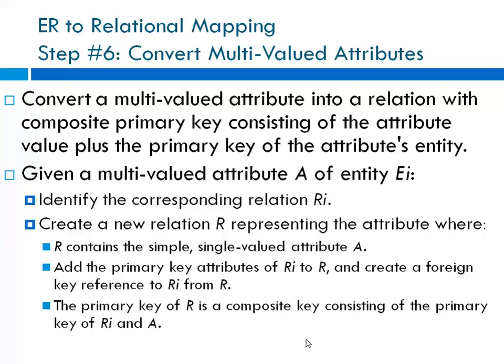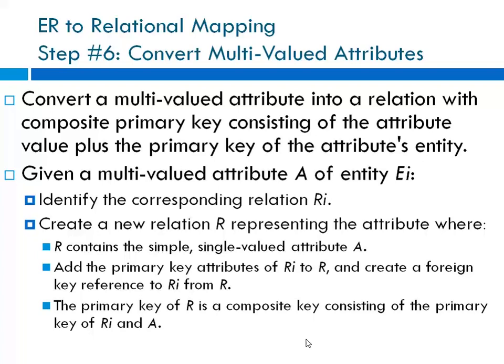Given a multi-valued attribute A of entity Ei, identify the corresponding relation Ri. Suppose Ei is the entity which contains the multi-valued attribute A. For that we define a table known as R. Create a new relation R representing the attribute. R contains a simple single-valued attribute A. If A is composite, it can be broken down into simple single-valued attributes, and they will become part of the new table R.